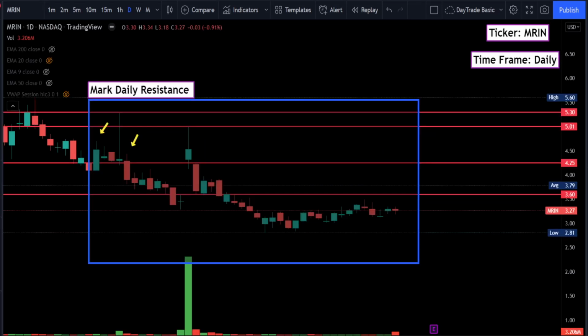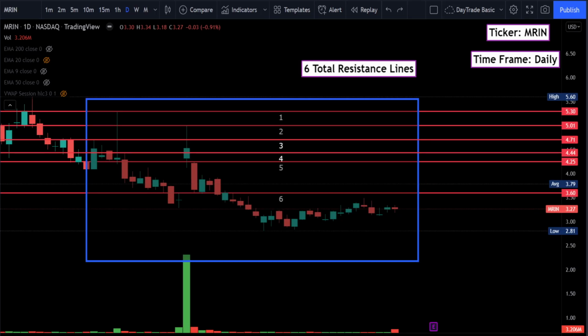Next, I'll switch to the daily time frame and mark any obvious levels I can see on this chart. Looking at 8-week time frame, which is that blue box that's outlined, we can see 2 candles. I'd like to mark the wicks on those candles. We now have 6 total resistance lines, and we can switch to a smaller time frame to see where the pressure may come in.